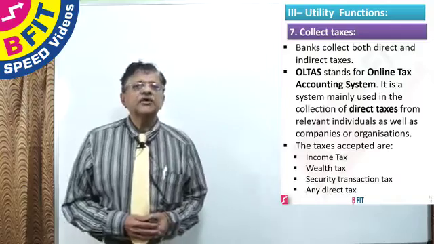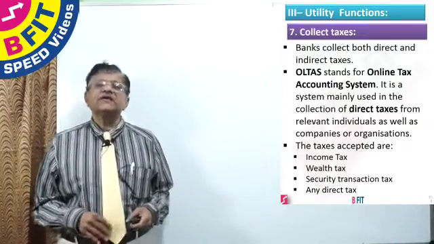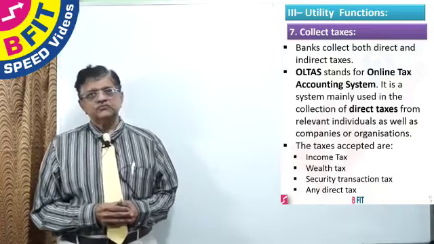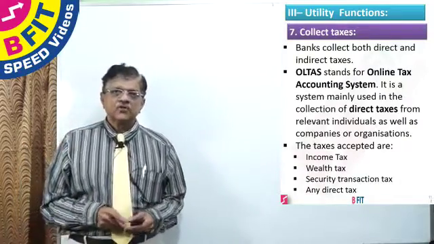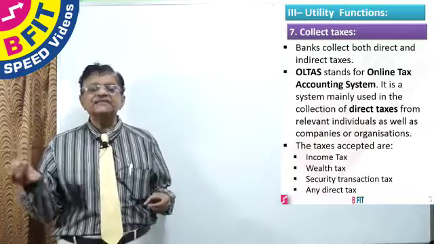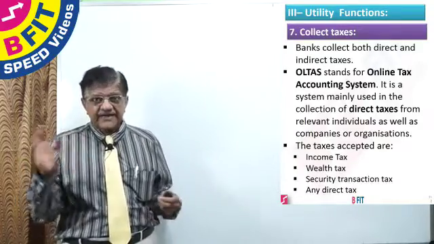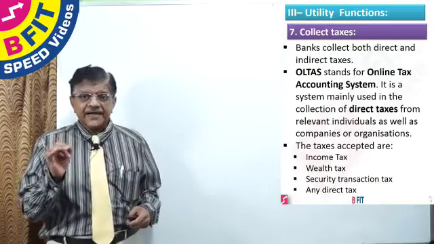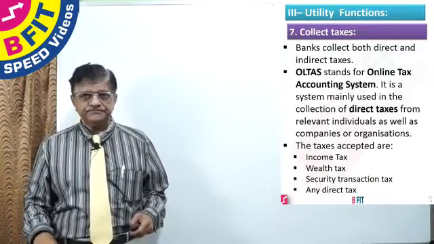The next important utility function done by banks is collection of taxes. Basically there are two types of taxes. One is direct tax and the other is indirect tax. What is the difference between direct tax and indirect tax? Direct tax is that which you pay directly to the government.